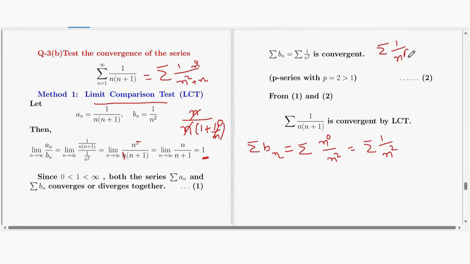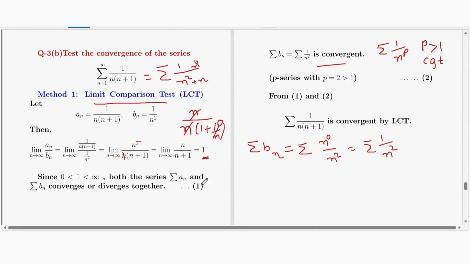ओके. So this is the p series with p equal to 2. And what is the condition for p series? If p is greater than 1, then the series is what? Convergent. Okay. तो यहाँ पे 2 है, 2 is greater than 1. So what we conclude? The given series bn is convergent series.